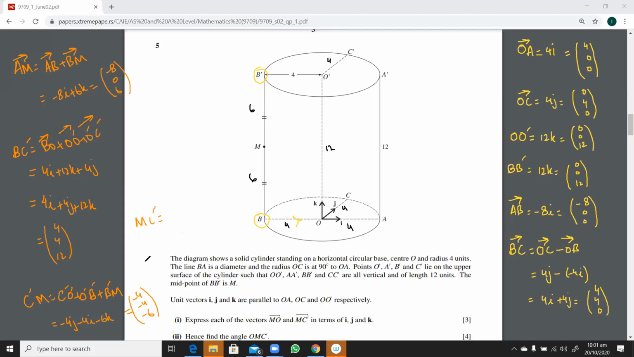So negatives cut or jings, it will be 4, 4, 6. Can you tell me the direction vector in its simplest form for this MC dash? That will be 2, 2, 3, because you can cancel it out with 2.